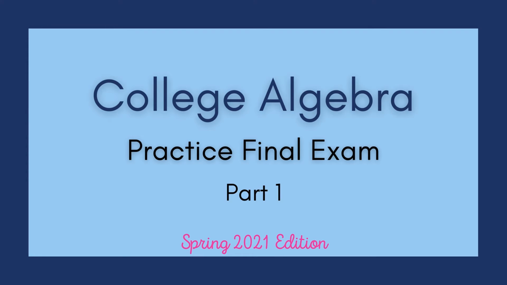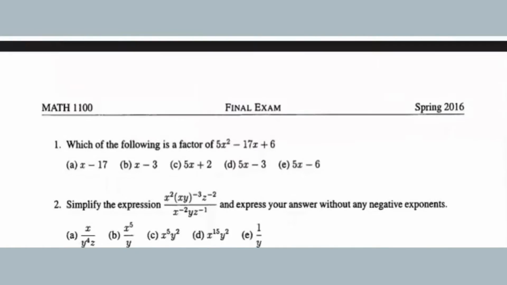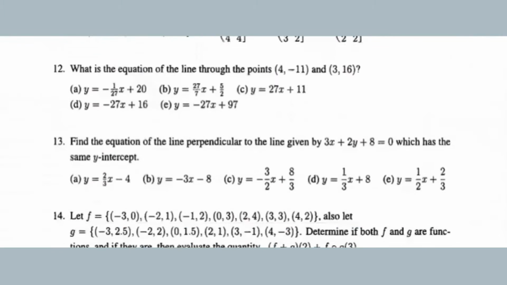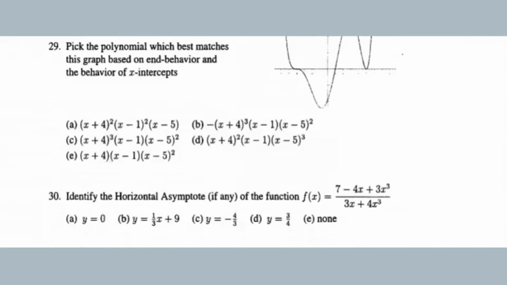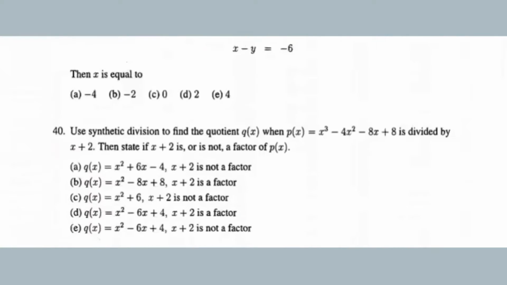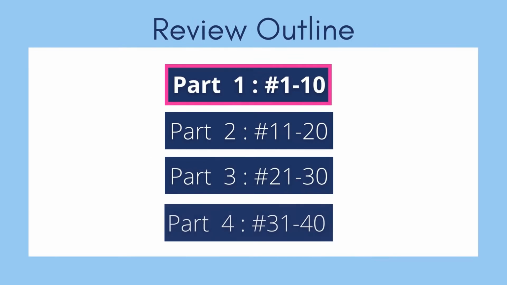In this video, we're going to be doing a college algebra practice final exam review. This review in particular is 40 questions, so I'm going to split this video into 4 parts. In this part, we're going to be going through numbers 1 through 10. In the second part, numbers 11 through 20. In the third part, numbers 21 through 30. And in the fourth part, which is the last part, numbers 31 through 40.